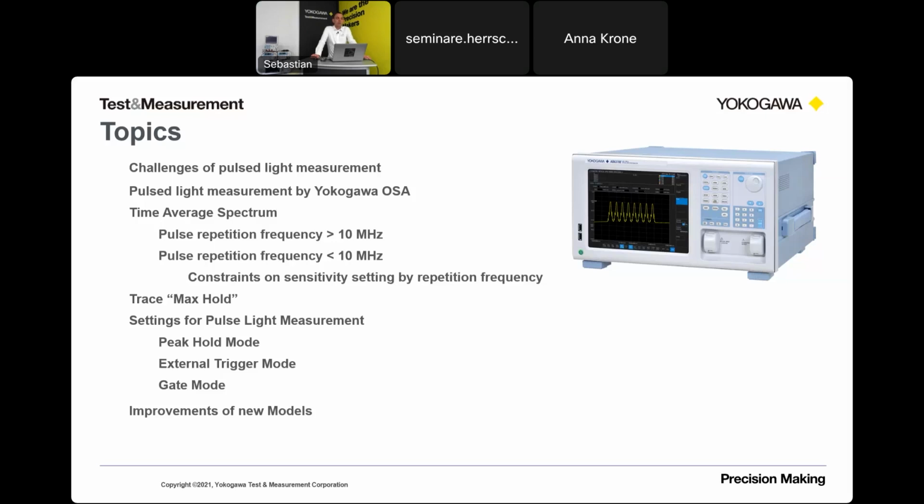So we will have a look at the time average spectrum mode for different frequencies. We will have a look at the max hold function, and we will also have a look at the dedicated settings for pulse light measurement that our OSAs have integrated. And at the end, I will give a short outlook about the features and benefits of our new instruments that even improve the capabilities for pulse light measurements.